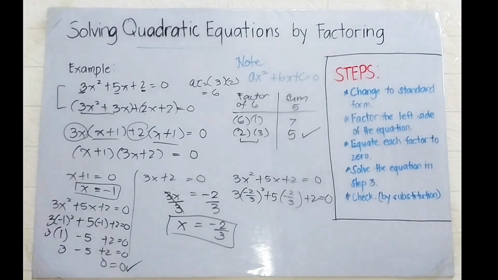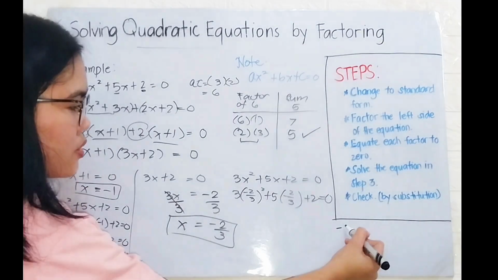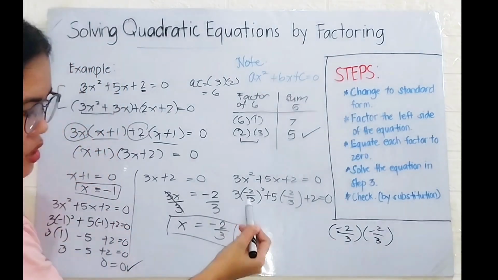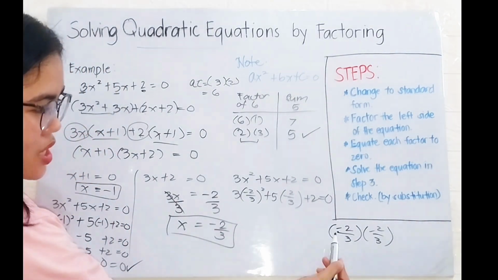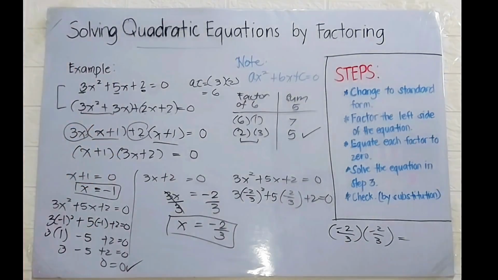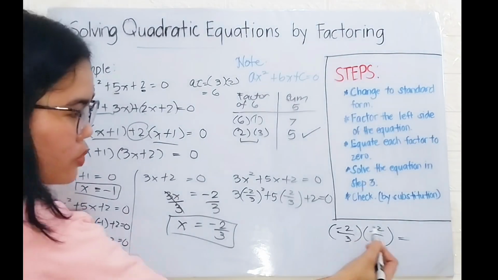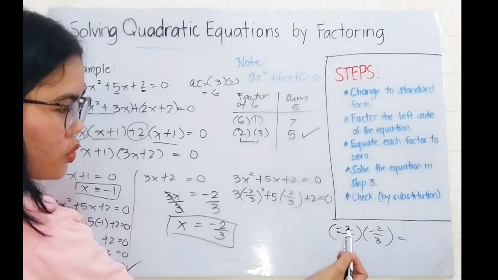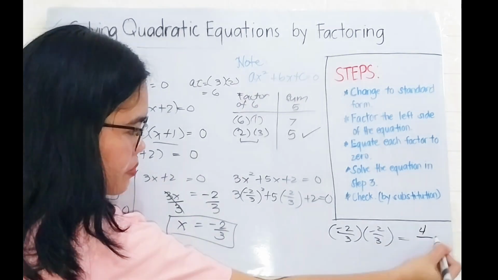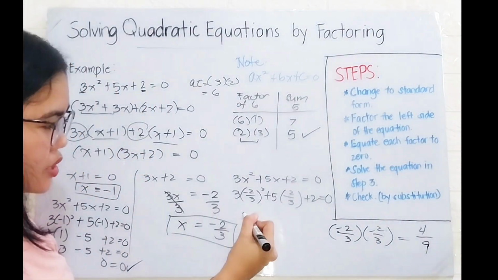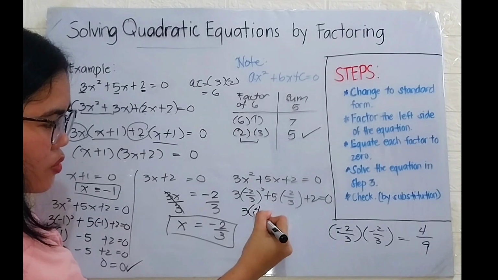Negative 2/3 squared. If it's multiplication, remember, negative 2/3 times negative 2/3. We express negative 2/3 squared as negative 2/3 times itself. If it's multiplication of a fraction, it's parallel: numerator multiplied by numerator, denominator multiplied by denominator. Negative 2 times negative 2 is positive 4. Positive 3 times positive 3 is positive 9. So, therefore, it is 3 times 4 over 9.